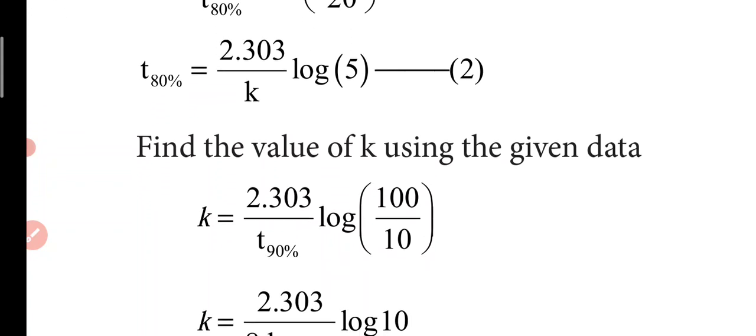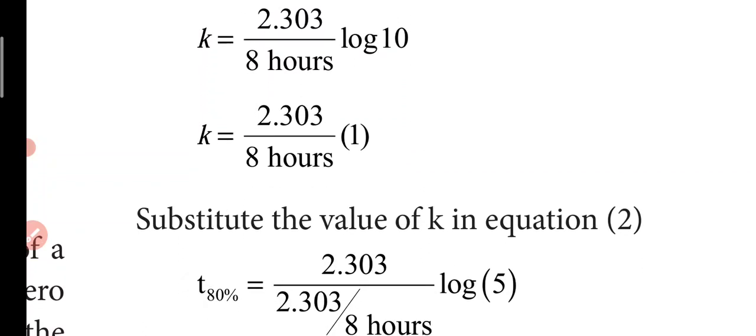Okay, find the value of k using the given data. From the given data, we now find it for 90%, compare both, and we will get the answer. So for 90%, we write in the same way. Initial value will be 100, final value will be 100 minus 90, which is 10. So 100 by 10 gives the value for a naught by a. Simplifying 100 by 10, we get log 10. Now k is equal to 2.303 by 8 hours, into 1. Okay, for 90%, we get this equation for 8 hours.